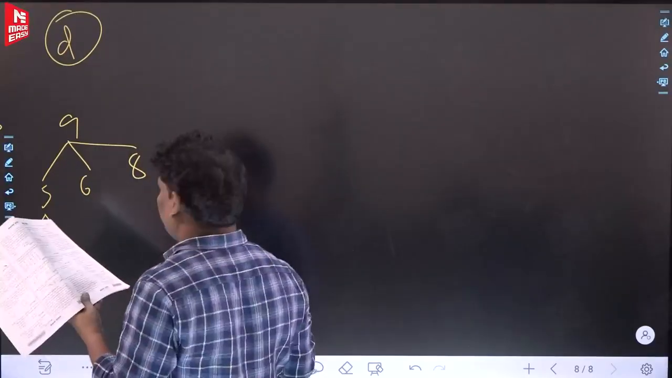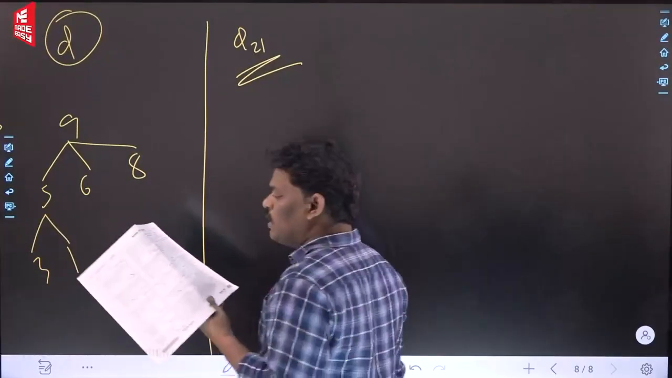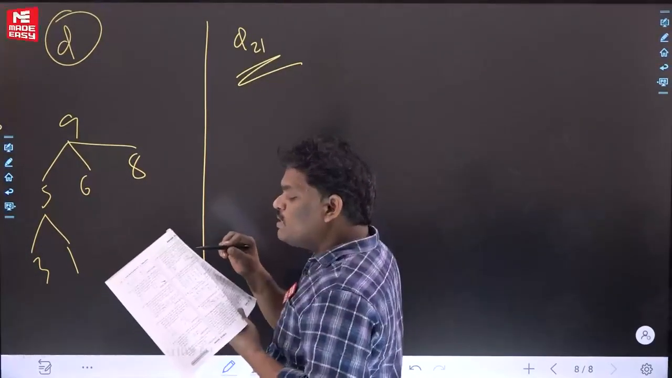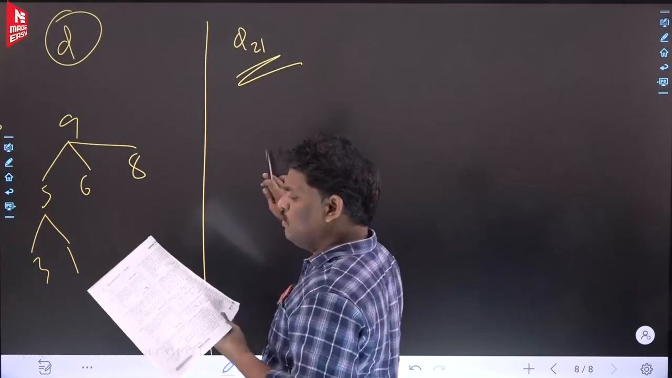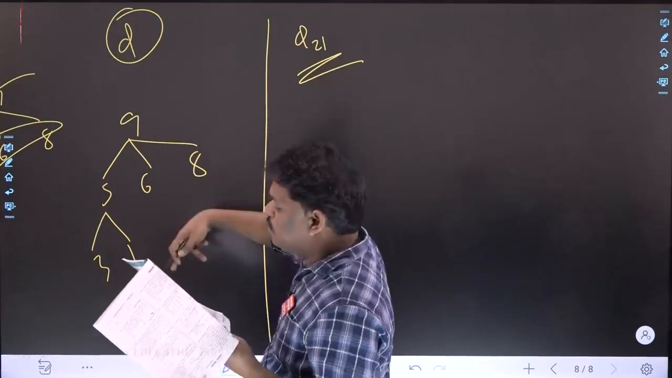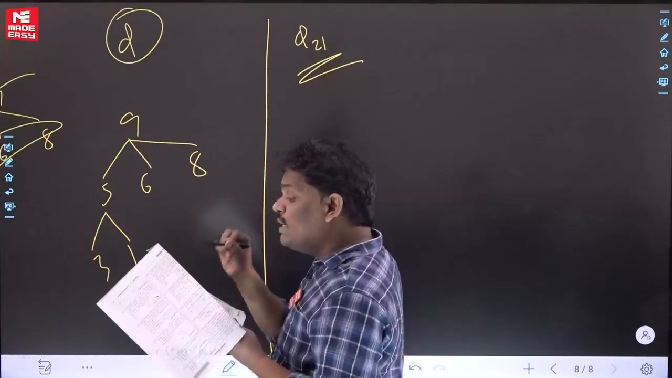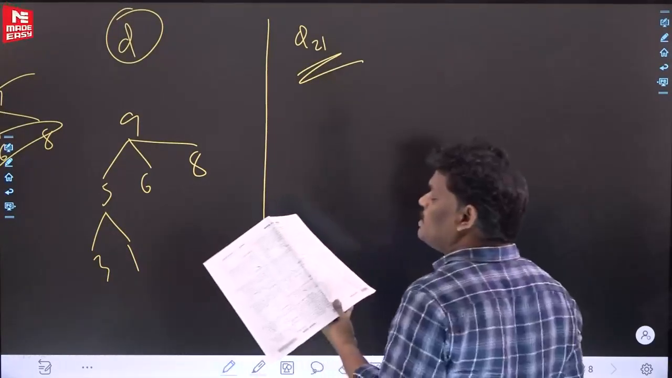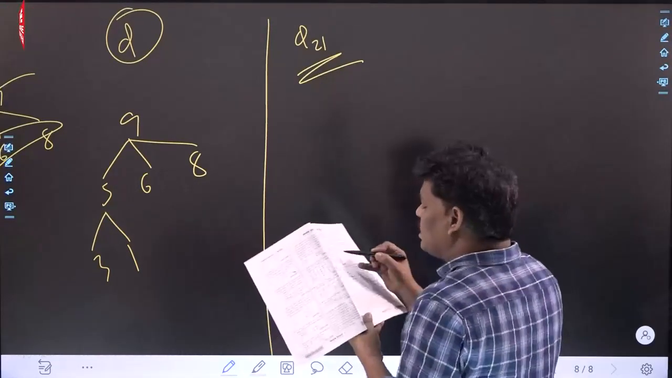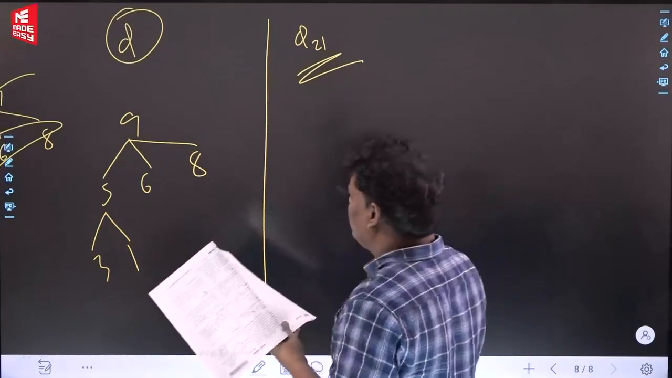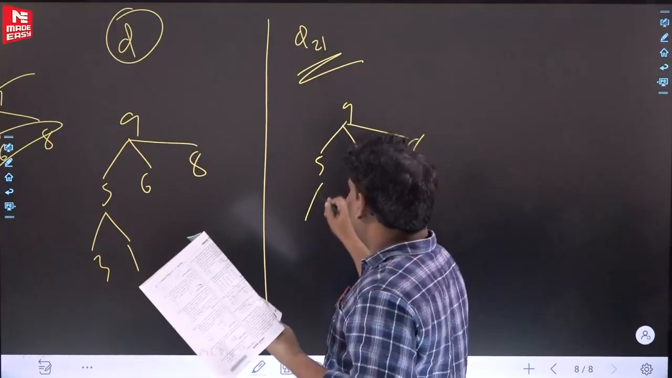Go to question number 21. Some elements are inserted in that order into the valid 3-ary max heap found in question number 20. See, in the previous problem, whatever tree came, elements are inserted in that order. Order is important. It is actually question 20, not 30. Let me try. See this one: 9, 5, 6, 8, 3 and 1.